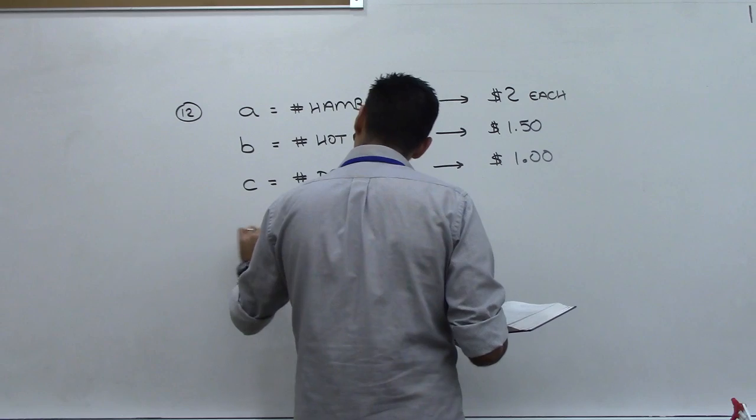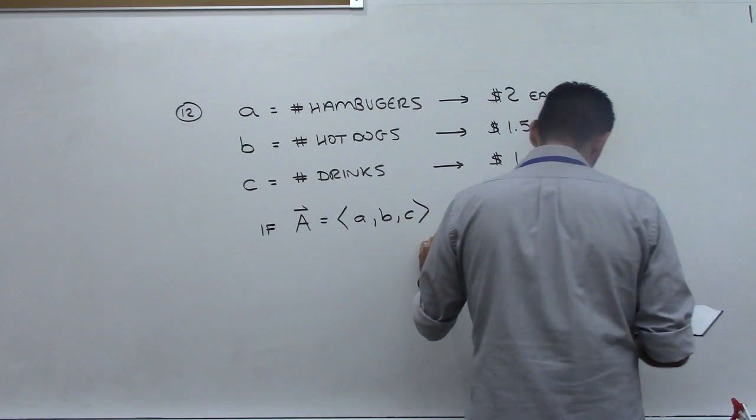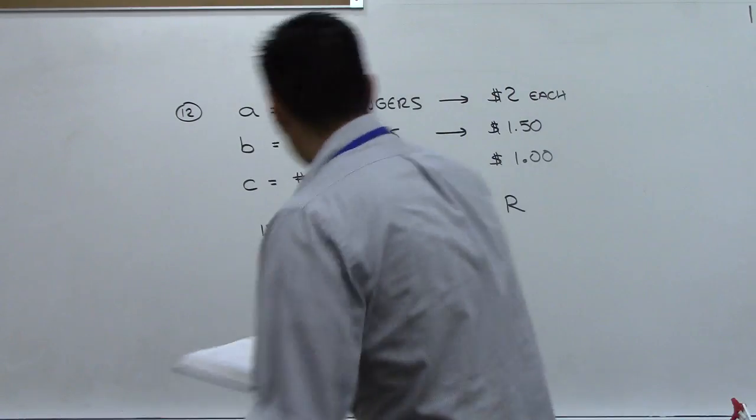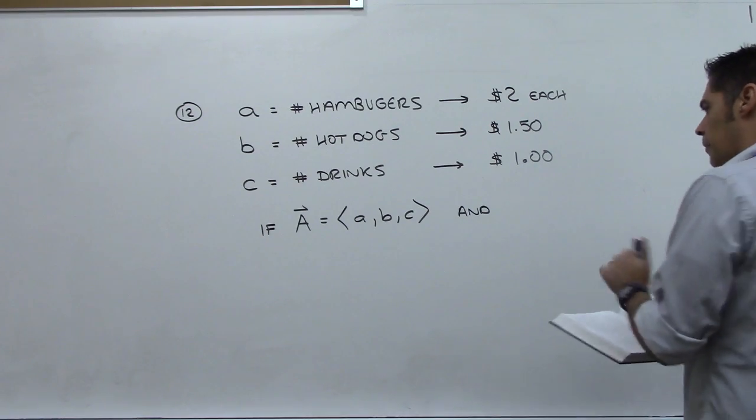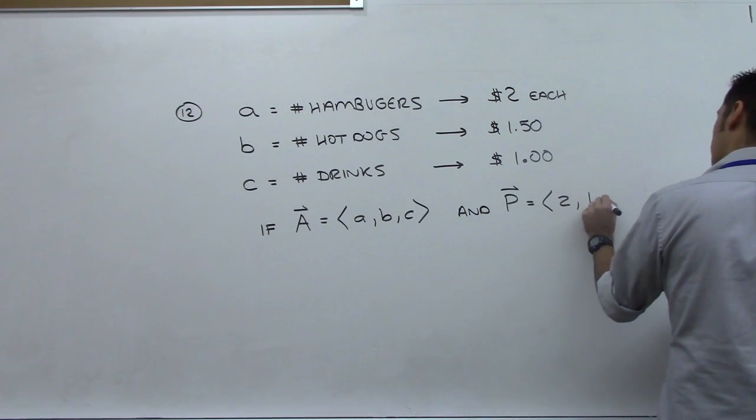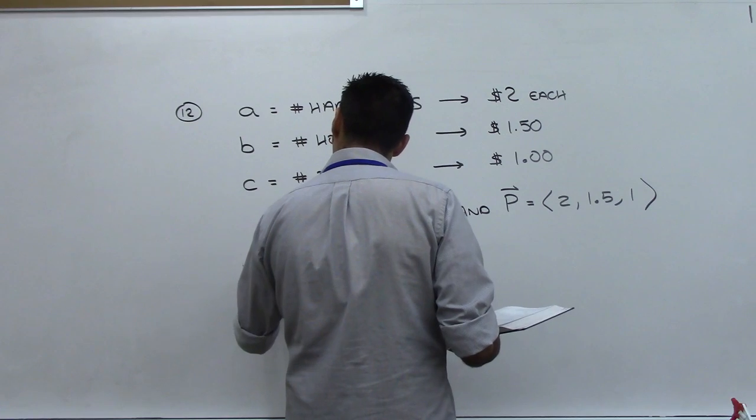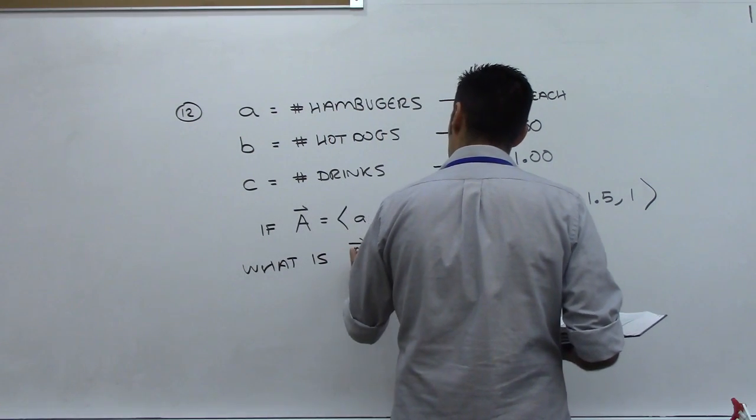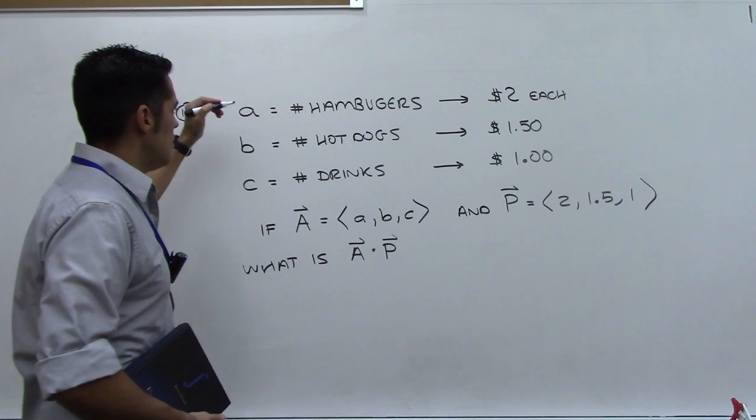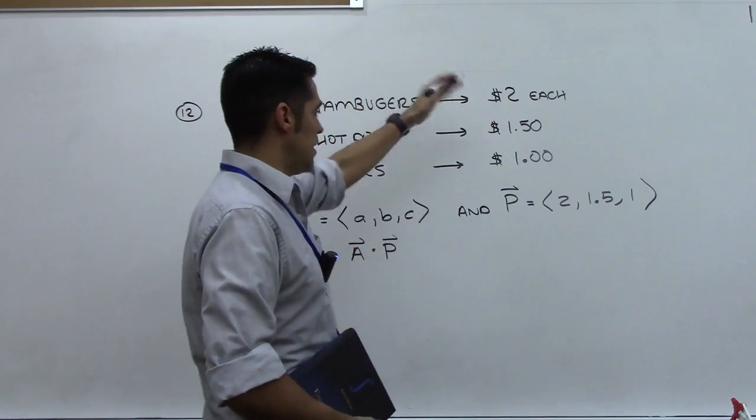If the vector A equals ABC, and the vector P equals 2, 1.5, 1. What is A dot P? So recognize that ABC are the number of hamburgers, hot dogs, and drinks respectively, and 2, 1.5, 1 are the costs corresponding to the hamburger, hot dog, and drink.